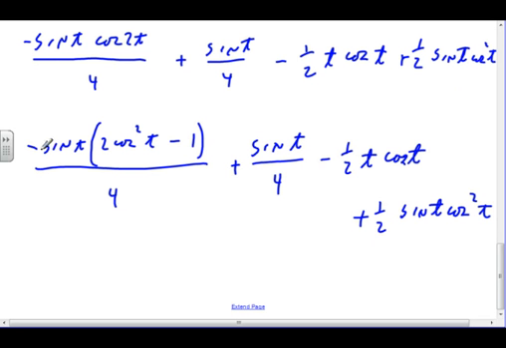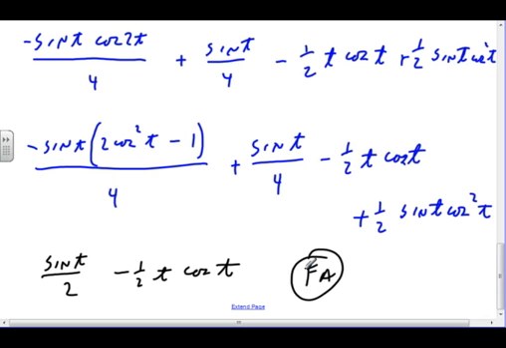Now, right here I see a plus 1/4 sine t. Here I see a plus 1/4 sine t. So that means I've got a sine t over 2 between this term and that term. Here I have a minus 1/2 sine cosine squared. Here I've got a plus 1/2 sine cosine squared. They go away. I've got a minus 1/2 t cosine t left over. And there we go, final answer.